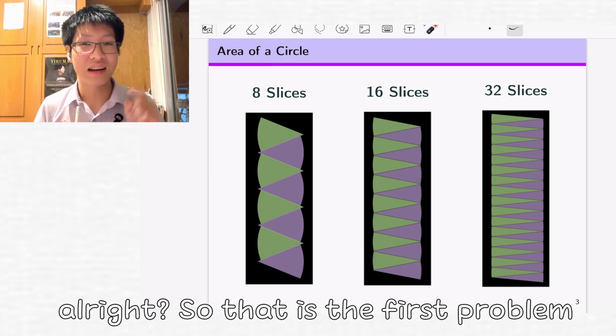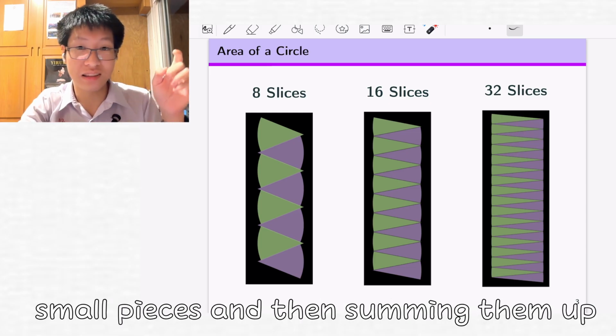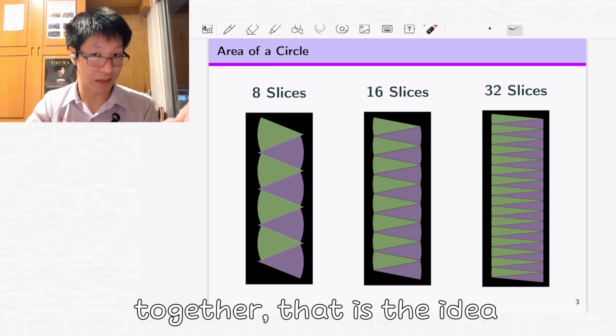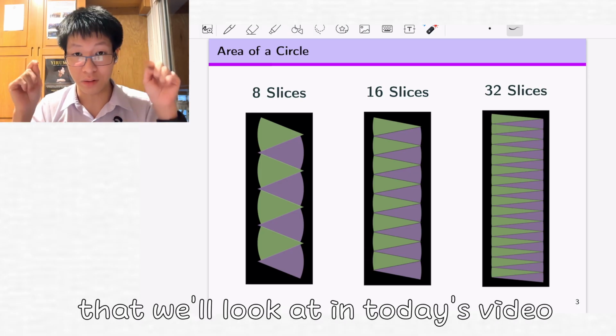All right, so that is the first problem, and the idea of chopping into small pieces and then summing them up together, that is the idea of integration, and that will be the idea that we look at in today's video.